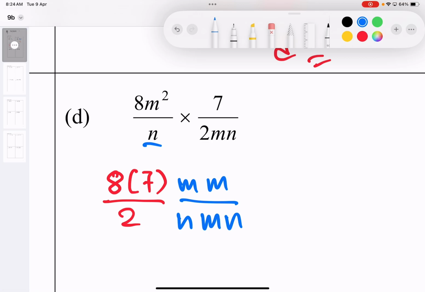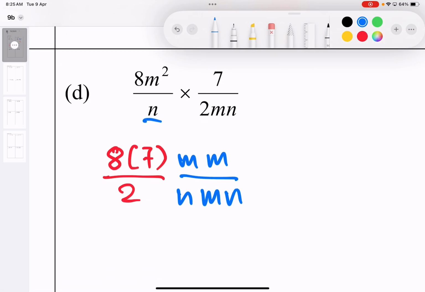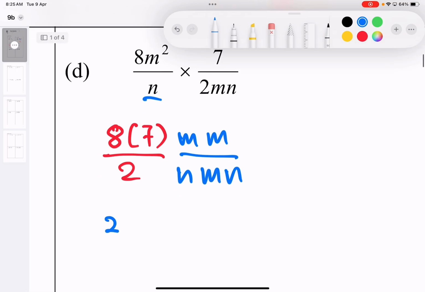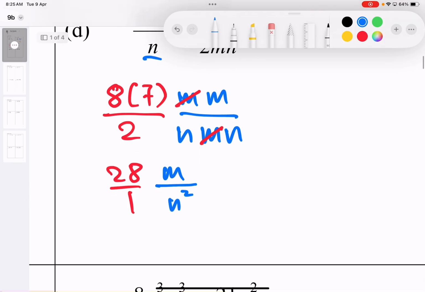This number, I just need to use my calculator. So use your calculator: 8 times 7 divided by 2. That gives me 28. So this one gives me 28 divided by 1. 28 is just 28 divided by 1. How about the algebraic symbols? I try to cancel things that are common. So I'm left with m over n squared. If I were to combine it into one single fraction, I get 28m over n squared.